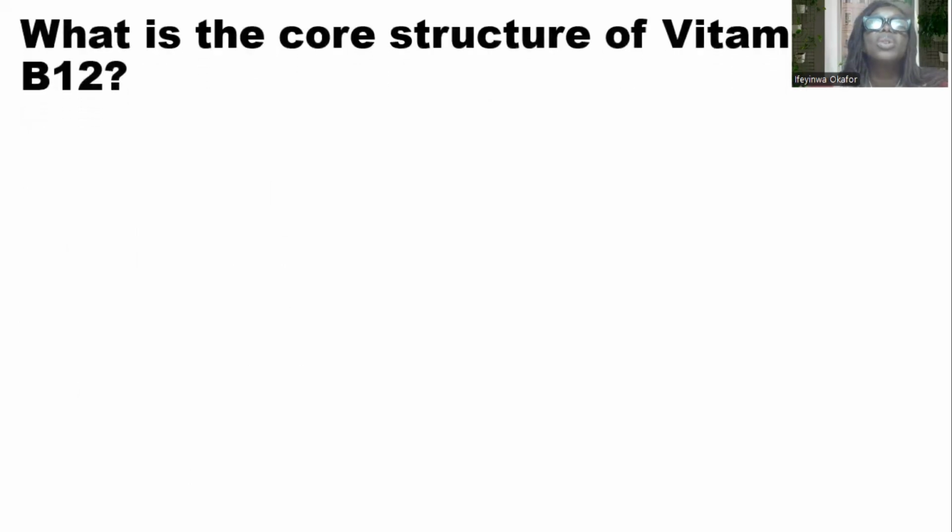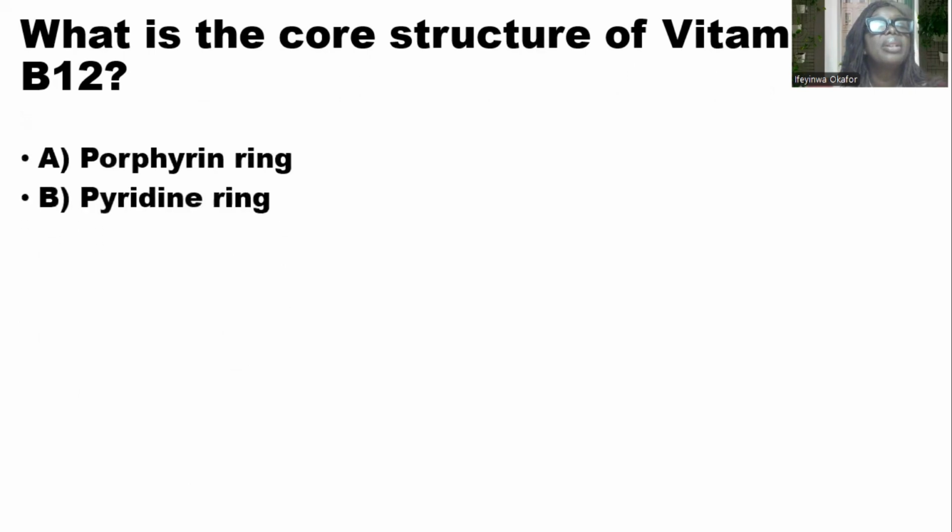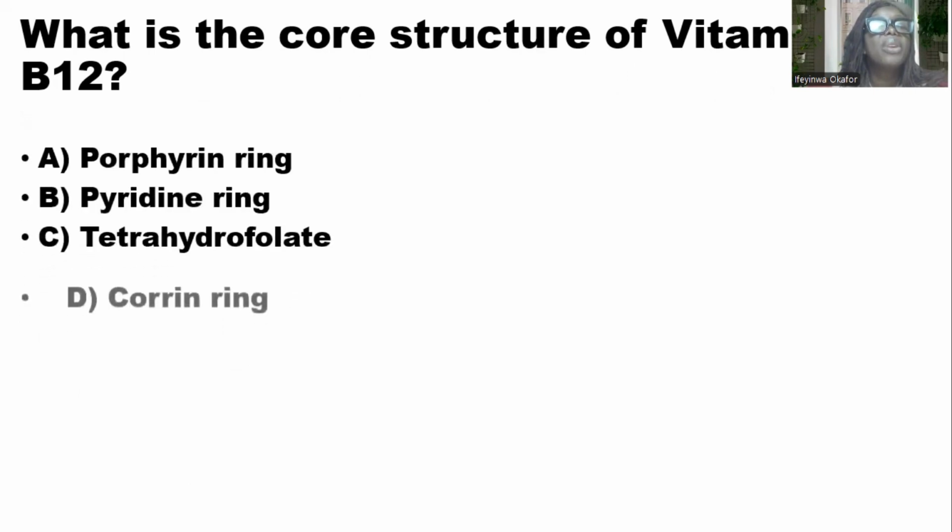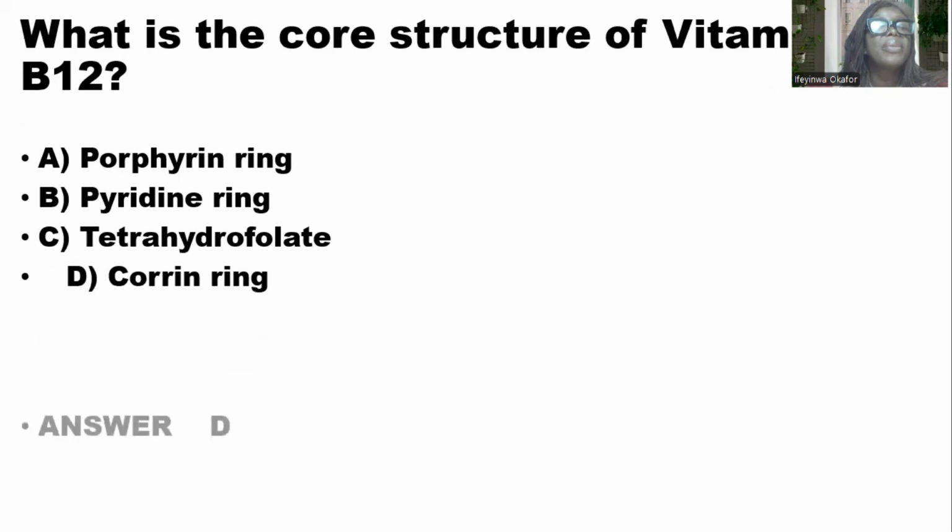What is the core structure of vitamin B12? Porphyrin ring, pyridine ring, tetrahydrofolate, corrin ring. The answer is D, corrin ring.